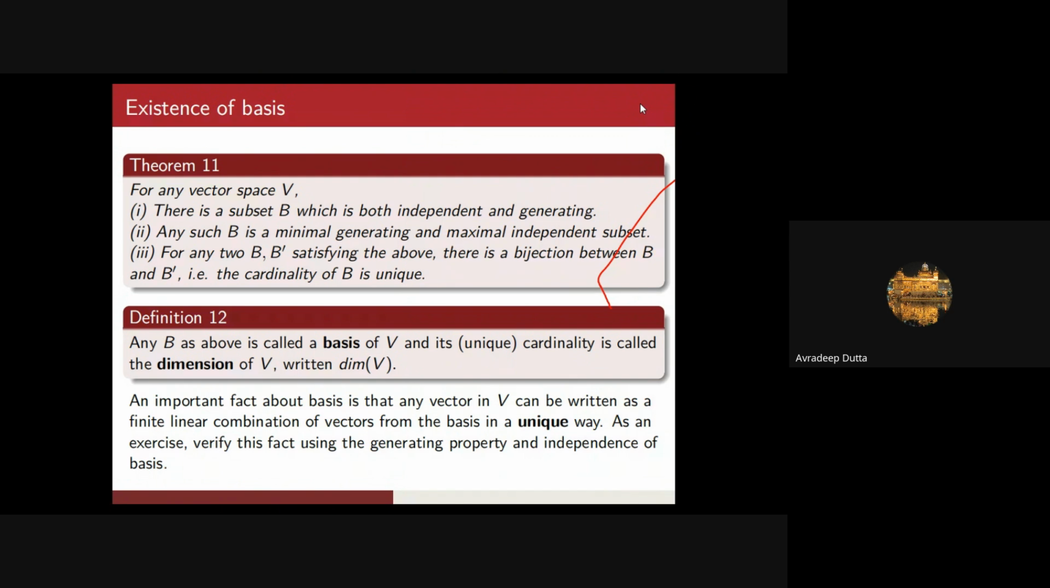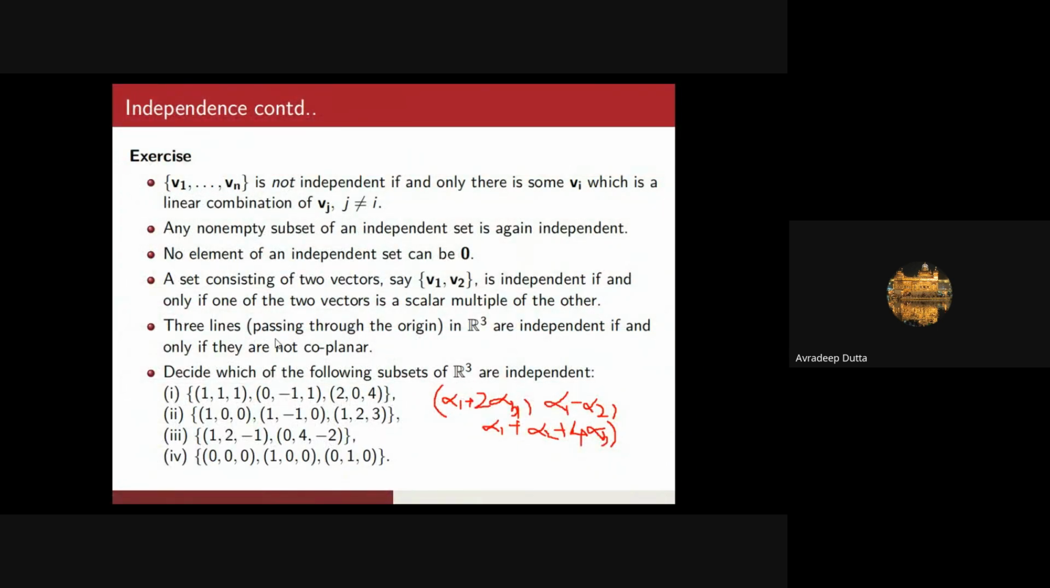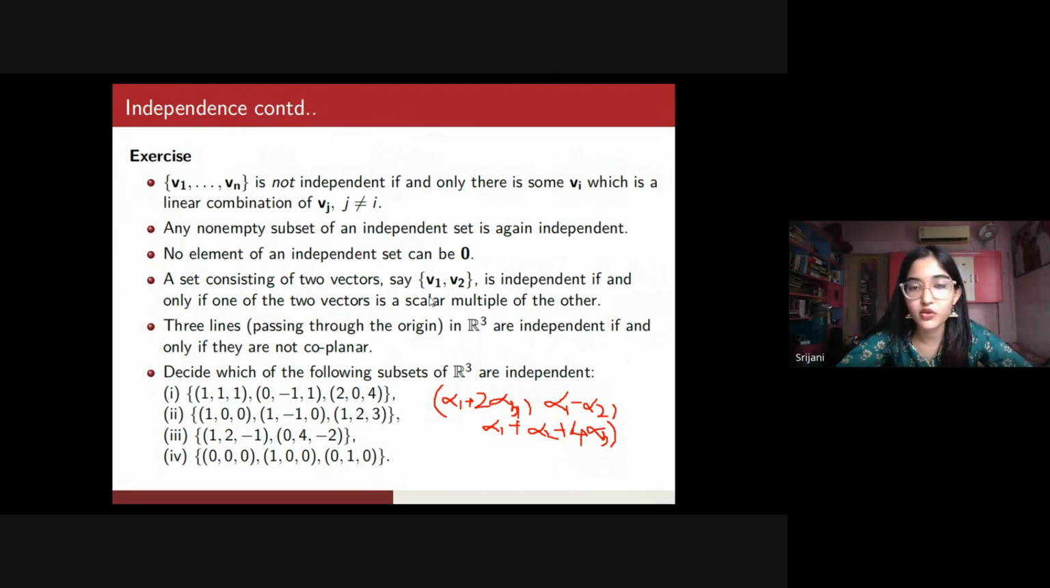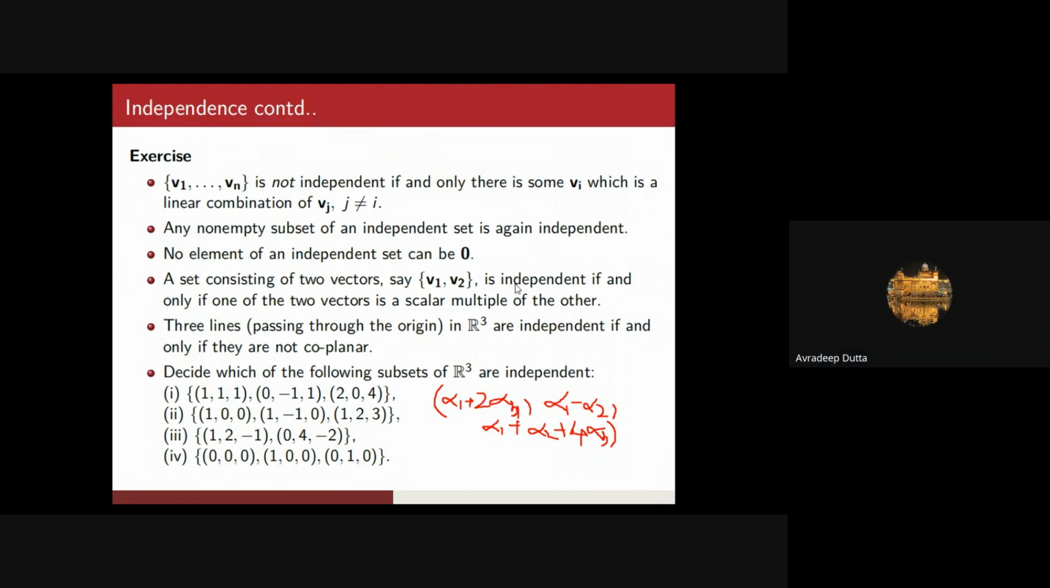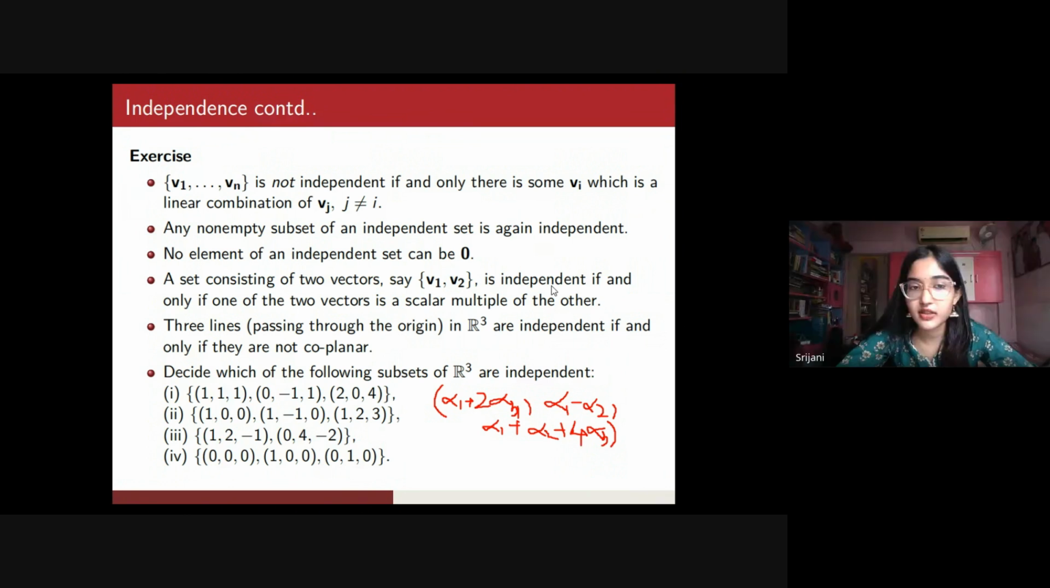Ma'am, can you go back to the last slide, because I was having a doubt in the fourth point. This fourth one? A set consisting of two vectors is independent, I guess it should be dependent if and only if one of the two vectors is a scalar multiple of the other. Shouldn't that be dependent? Yes, this is wrong, I'm so sorry. If it is a scalar multiple, then they are dependent on each other. Thank you for pointing it out.